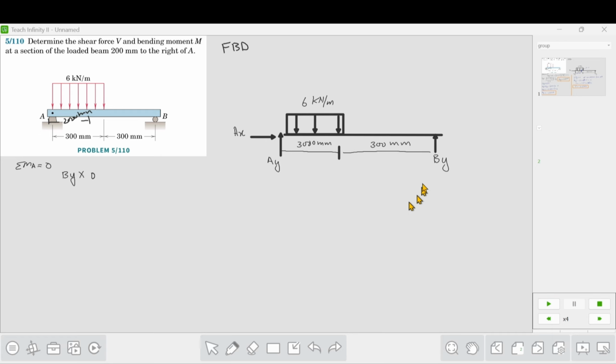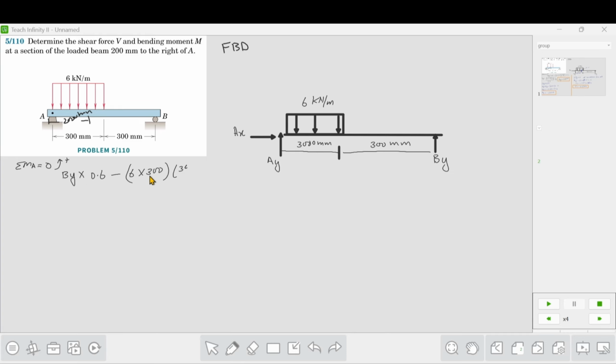The force which rotates the beam anticlockwise will be taken as positive. So there is a reaction force BY, and the lever arm between A, at which we find the moment, and B is 0.6 meter. Then the UDL is 6 times 0.3 meter, and it is negative, because it will rotate clockwise.